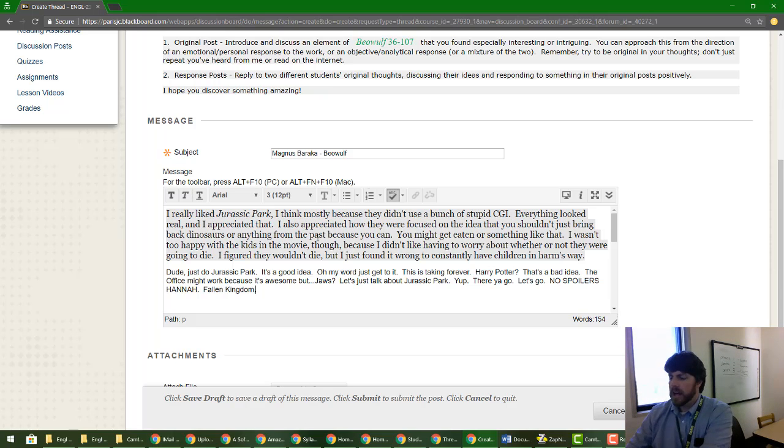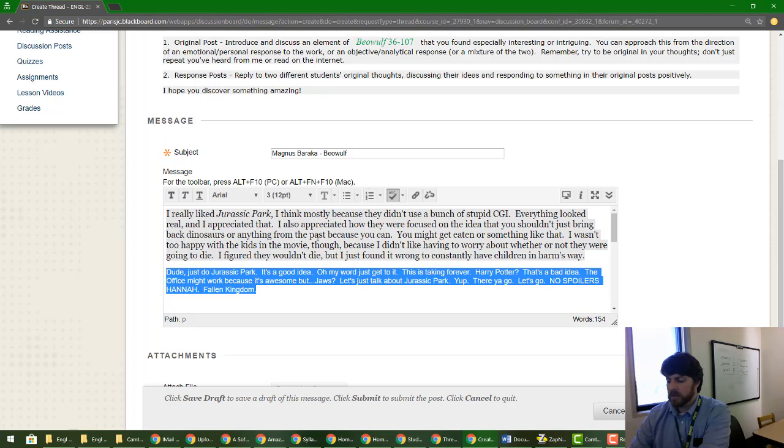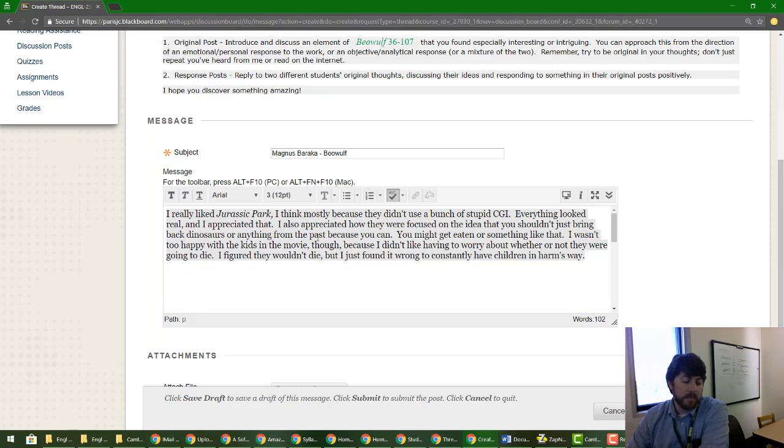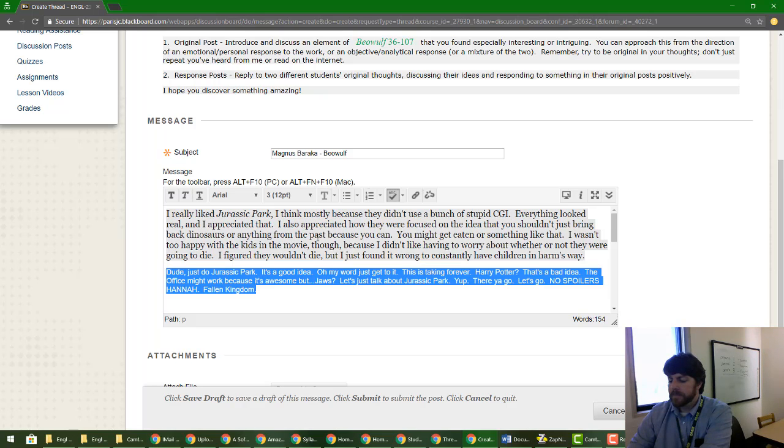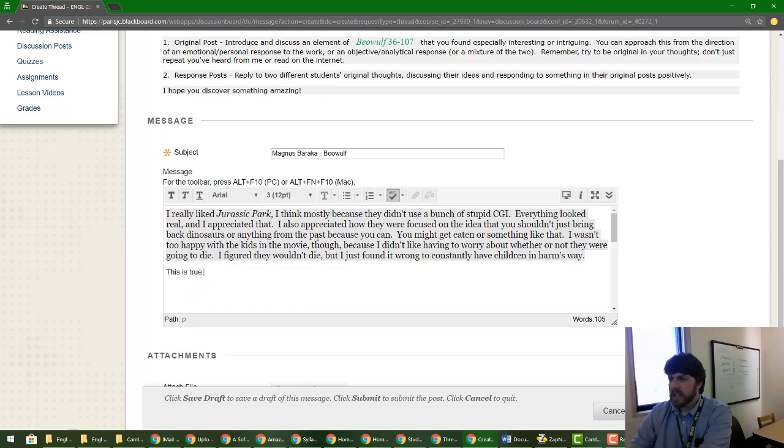Excuse me. So I'm going to try to write 100 words here on Jurassic Park. Let's pretend that I was reading a book. I mean, Jurassic Park is a book. I actually don't prefer the book to the movie. I like the movie better. Doesn't often happen, but in this case it did. I really liked Jurassic Park.